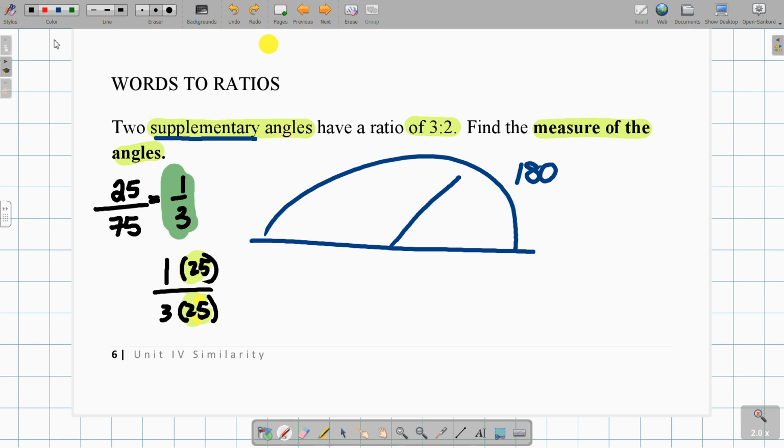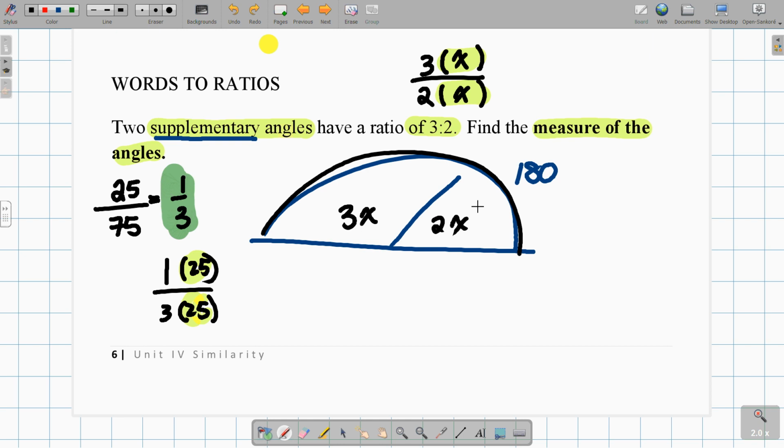So the way you want to think about it, if it's 3 to 2, it's technically 3 times something over 2 times something. Problem is, we don't know what that something is. It's a 3x and 2x ratio. And we know that they add up to 180. So we take that ratio and we change it into an algebra problem.